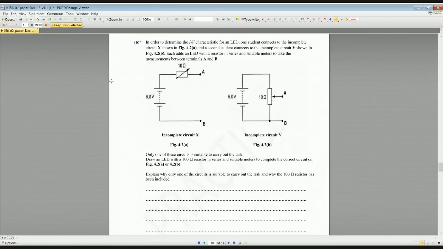So we've got the circuit here that's being used to produce an IV characteristic for an LED. The student adds an LED with a resistor in series and some meters, an ammeter and voltmeter, and so on, to take the measurements. So the first thing you've got to do here is to complete the circuit on the correct circuit. So do you choose circuit X or circuit Y? And then you need to explain why you've chosen that one and why the resistor was in there at all. Now, I must admit, at first glance, I made the wrong choice with this one as well. Let me show you why it is not circuit X.